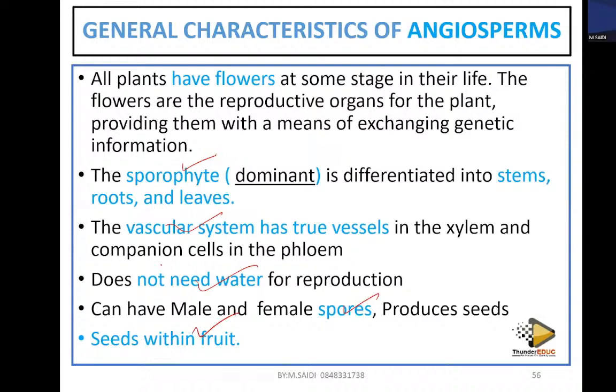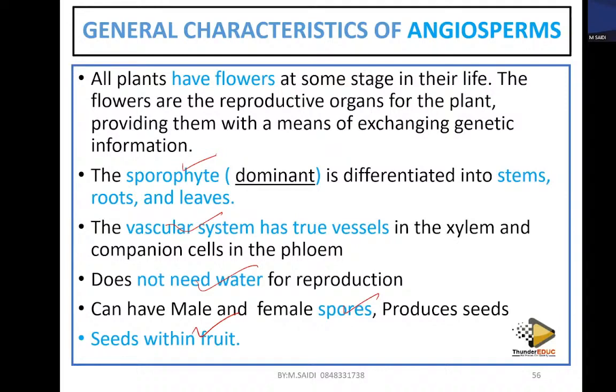So if they ask you the advantages, the characteristics, you have to know. If they ask you the differences between angiosperm and gymnosperm, the major difference is that in angiosperms the seeds are enclosed in fruits, while in gymnosperms the seeds are naked. If they ask you the major difference between the spermatophytes and the pteridophytes, the pteridophytes don't have seeds. They use spores only. But this one, they have seeds. That's why they call them spermatophyta.